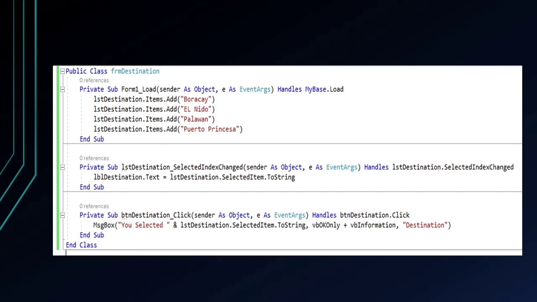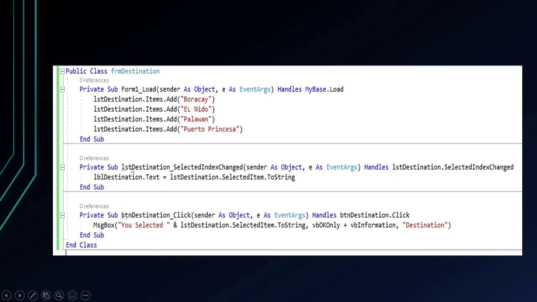To add the following, we must use the code of LSTDestination.Items.Add, then the text we need to add to our list box. So we did the 4 destinations: Boracay, El Nido, Palawan, and Puerto Princesa.